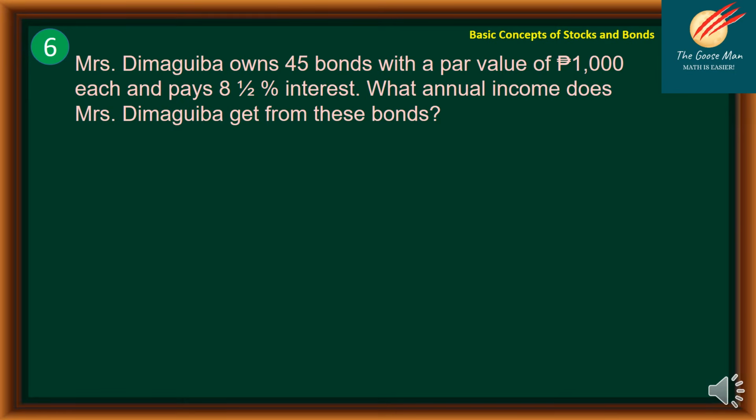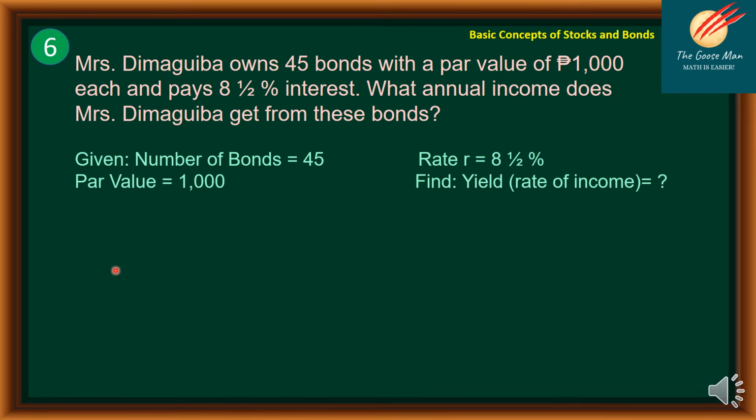So let's consider problem number 6. Mrs. Dimagiba owns 45 bonds with a par value of 1,000 pesos each and pays 8.5% interest. What annual income does Mrs. Dimagiba get from these bonds? First, let's identify the givens. Take note that the number of bonds is 45, the par value is 1,000, and the rate is 8.5%. We want to find out the rate of income or the yield.